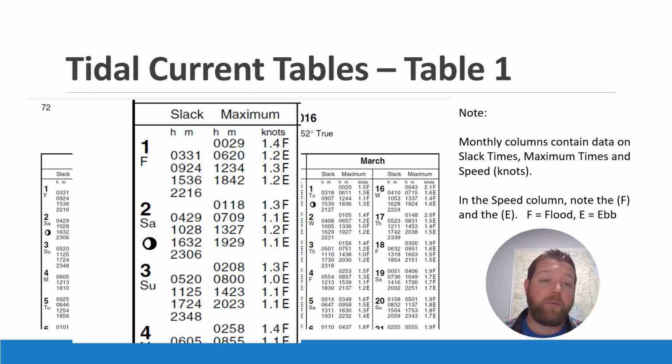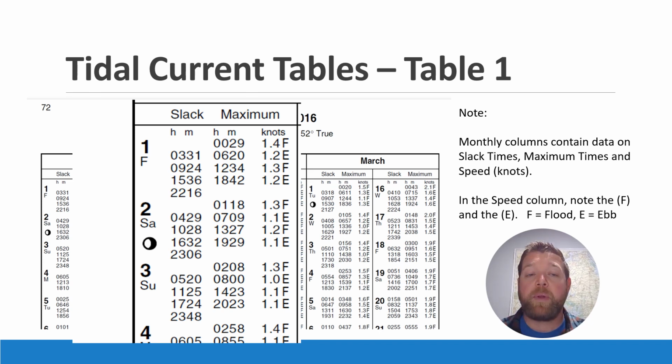So if we're looking at the first here, it's 0029. It was at its maximum flood, so 1.4 knots. Between 0029 and 0331, it slowed down and hit slack at 0331. So again, we're back in our 24-hour time. Now between 0331 and 0620, it started to pick up speed, and at 0620 it was at its maximum ebb of 1.2 knots. And so that's how we apply this.